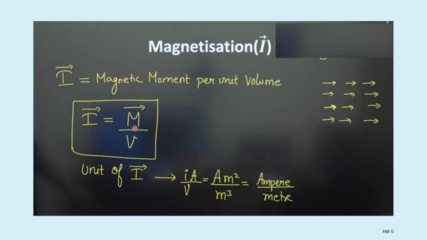Then you know the magnetic moment is given by the formula I into A, then divided by V. The SI unit of I is ampere, the SI unit of area is meter square, and the SI unit for volume is meter cube. A meter will cancel. Then the SI unit of magnetization will be equal to ampere per meter.